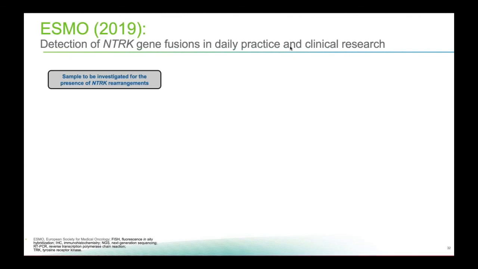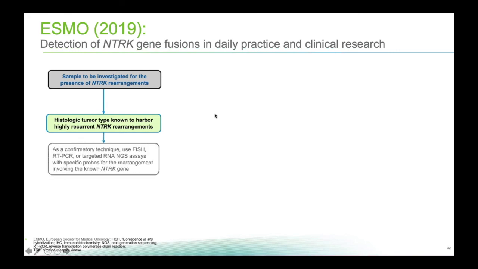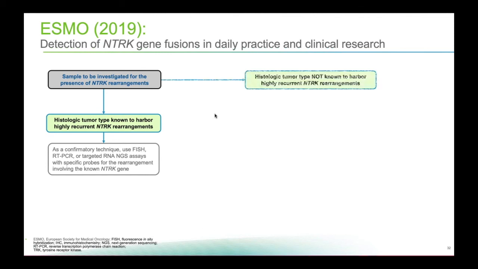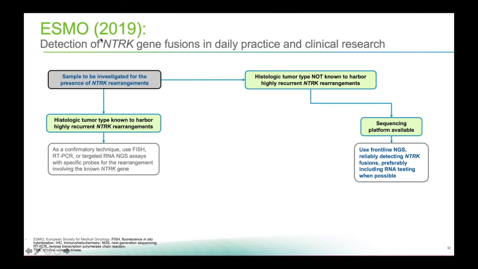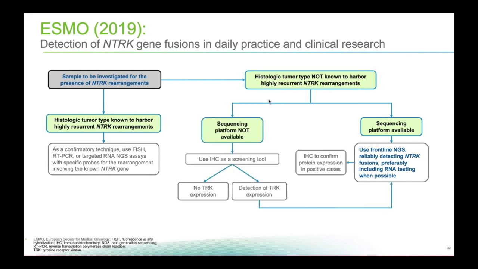I will end up with this algorithm for testing. It was published by ESMO last year, and they are suggesting that to detect NTRK fusion in a histological type that is known to harbor NTRK, just go for NGS directly or FISH. But if it is not known to have NTRK, like colon cancer, for example, then maybe if NGS is part of the operation and you have money, then by all means. If not, then screen with immunohistochemistry, and if it is positive, confirm by NGS. That's what I have.